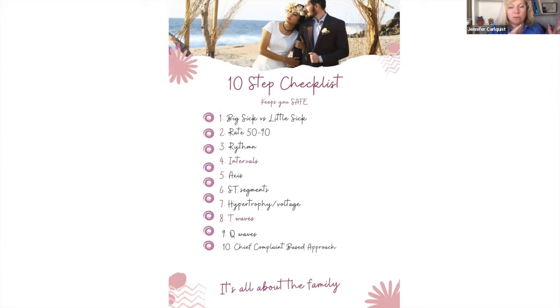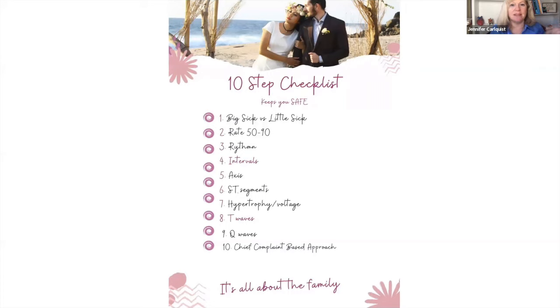Looking for a rate anywhere between 50 and 90. You can use 60 and 100. I like to use 50 to 90 because that's more where I like my patients to live. And then look at the rhythm. That's where you're looking at, is there a P wave? Are the P and the QRS together, right? What is the regularity of the R to R interval?